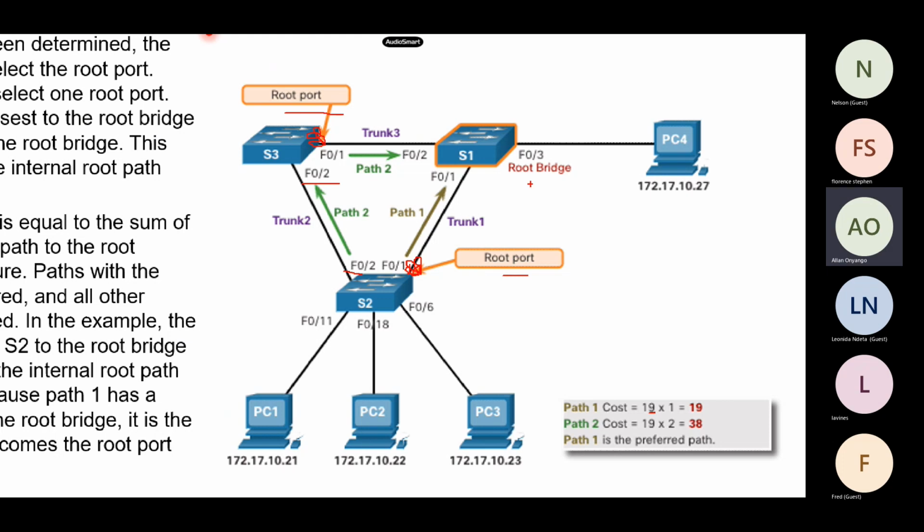So we have elected the root bridge. We have elected the root ports here. So two ports that we have already elected so far, only F01 on S3 and F01 on S2. We still have F02 on S1, F01 on S1, F03 on S1, let's say F02 and F01 here.